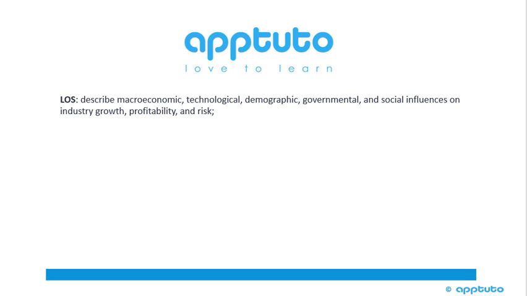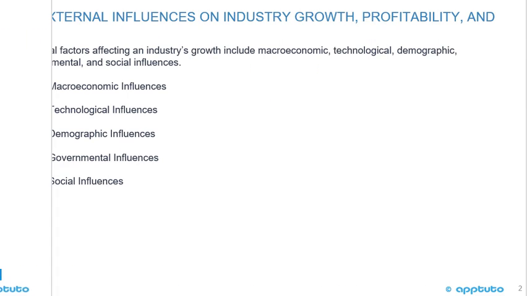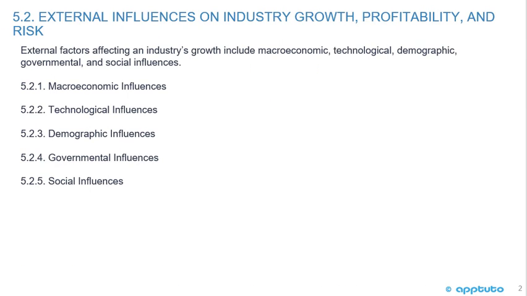This LOS is to describe macroeconomic, technological, demographic, governmental, and social influences on industry growth, profitability, and risk. External influences on industry growth, profitability, and risk. External factors affecting an industry's growth include macroeconomic, technological, demographic, governmental, and social influences.